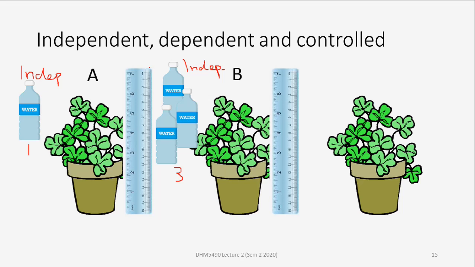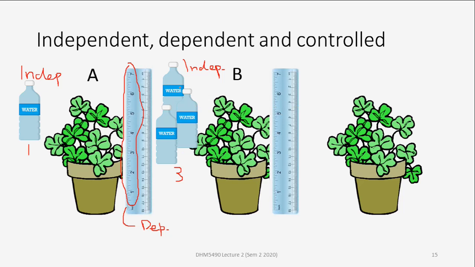To make it objective, I used a ruler to measure plant height. So this ruler has a scale, and the scale tells me how tall the plants are, and that is the dependent variable. Why dependent? Because the plant height depends on the amount of irrigation water as laid out in my research hypothesis. So now we are going to start our research.